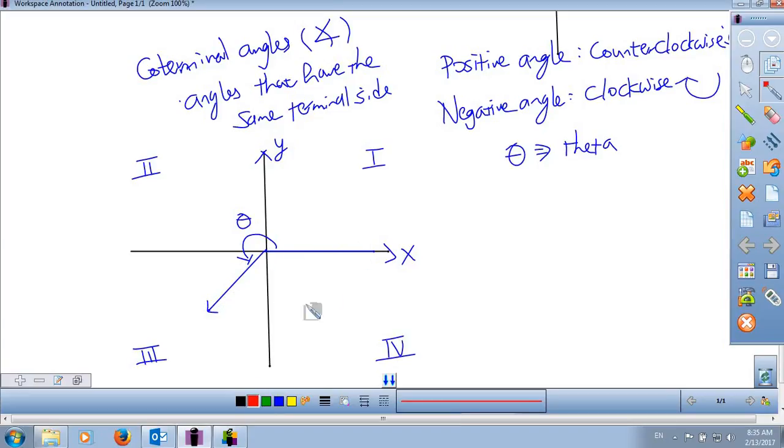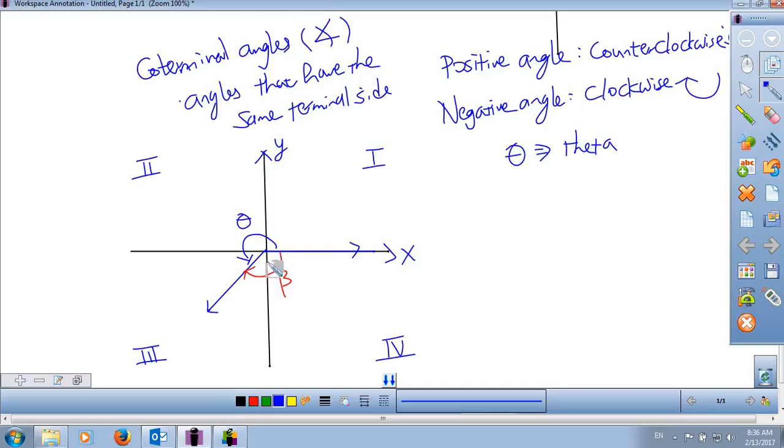Now, if I start from the initial side and rotate and stop at the same terminal side, and I call this one beta, then angle beta and angle theta have the same terminal side. They both start from the initial side on the x-axis. For theta I rotate counterclockwise to this side, and for beta I rotate clockwise to this side. So both of them are coterminal angles because they share the same terminal side.